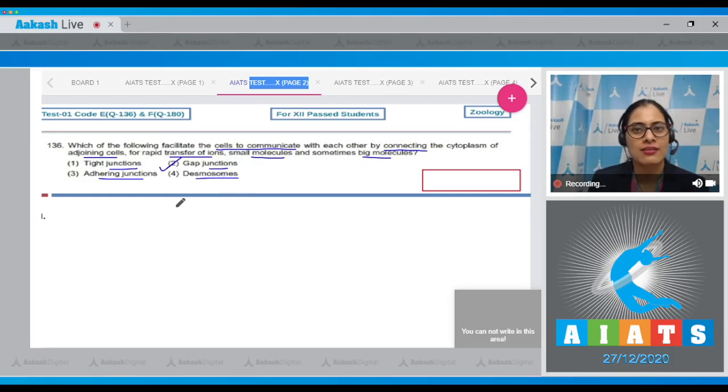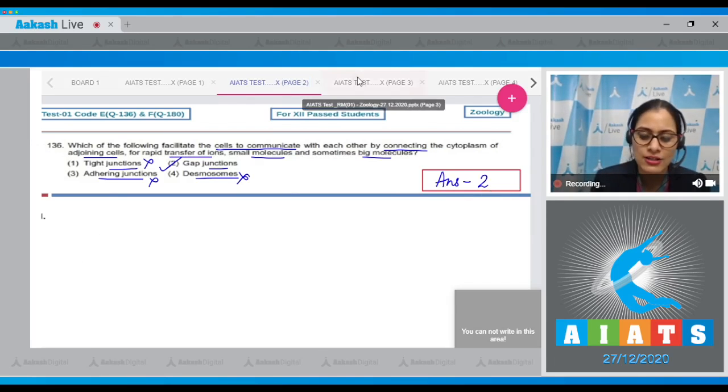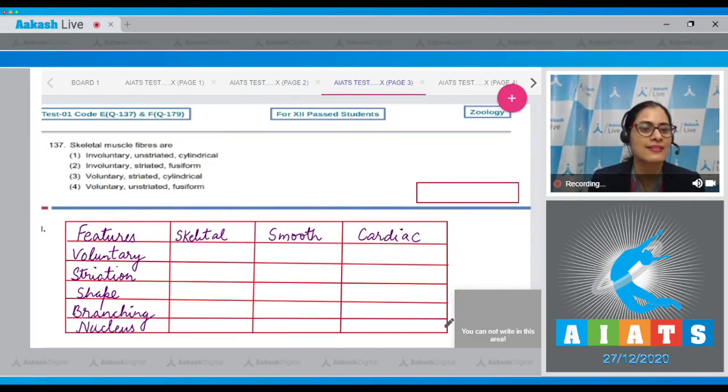Gap junctions are the type of junctions that facilitate cell communication. The very first option, tight junctions, is incorrect. Tight junctions, also known as zonular occludens, help to stop substances from leaking across a tissue. The next option is adhering junctions, and this is incorrect. Adhering junctions perform functions same as desmosomes, so option number 4 is also incorrect. And the correct answer to this question is option number 2. Let's proceed to the next question, question number 137.